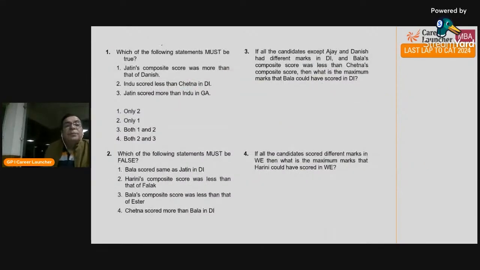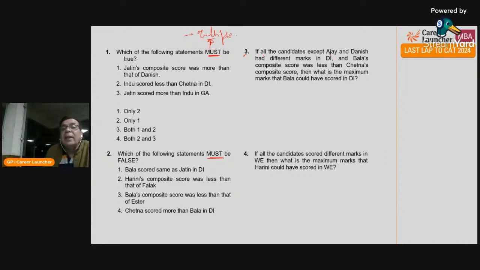Questions, what do they tell us? Which of the following statements must be true? What does it mean, must be true? This means there will be multiple cases. Why am I saying that? If it must be true, that means in all possible cases it should be correct. Even if in one case it is not correct, it will be false. So most probably it will have multiple cases. Question 2, which of the following statements must be false? Again the same thing. It must be false in all possible cases. The third question again confirms that this is a data set which you will not be able to solve completely, and you will have to work with multiple cases.